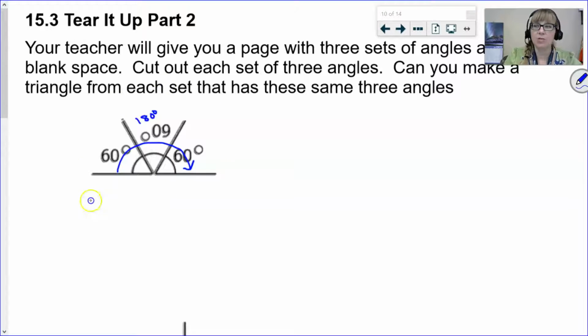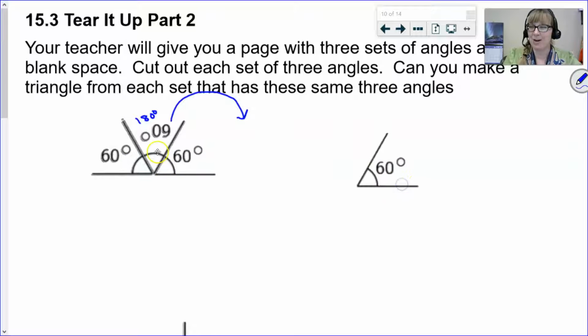I'm going to model it first with this set of angles here. Then I've got a set of angles that I have on paper that I will physically cut and demonstrate for you, and then you'll be doing it on your own with the other angles. Here are these 3 angles. As I cut them, I'm going to just separate them and split them apart.